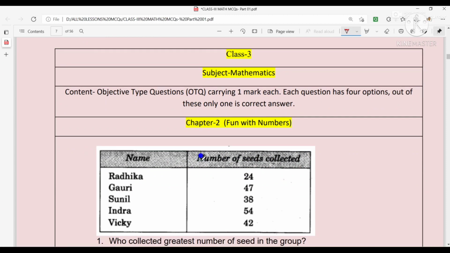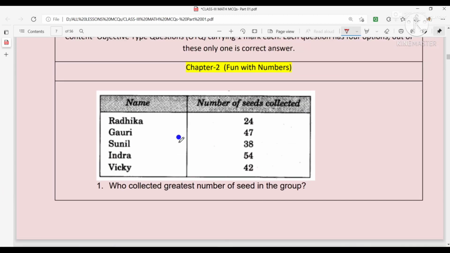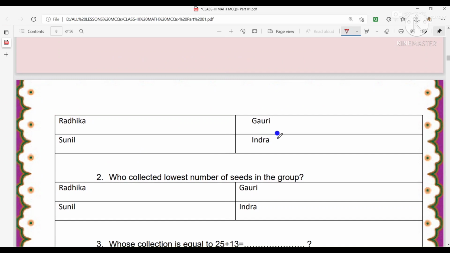Next, fun with numbers. Here is a table: name, number of seeds collected. Who collected the greatest number of seeds in the group? You can see here Indra collected 54 seeds, right? So Indra collected the greatest number of seeds.